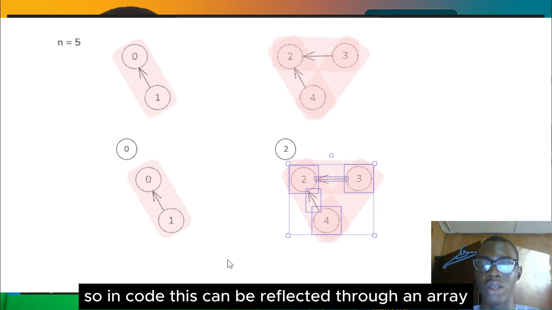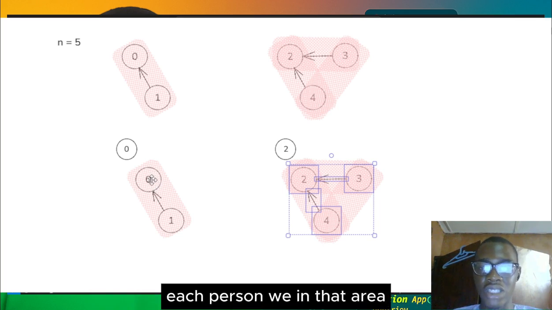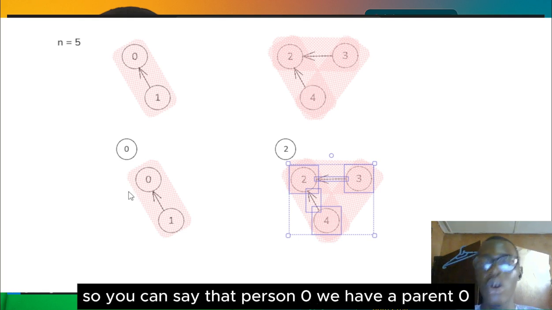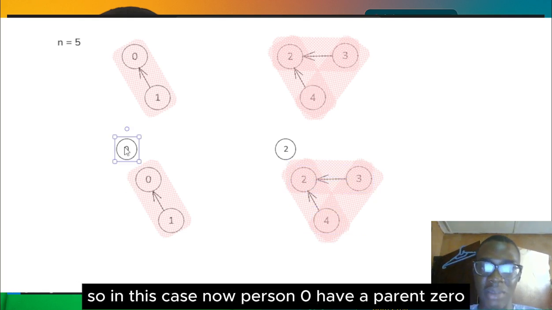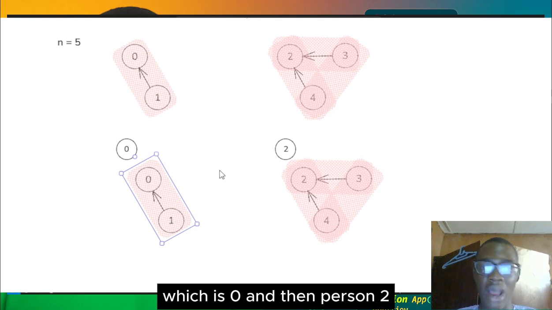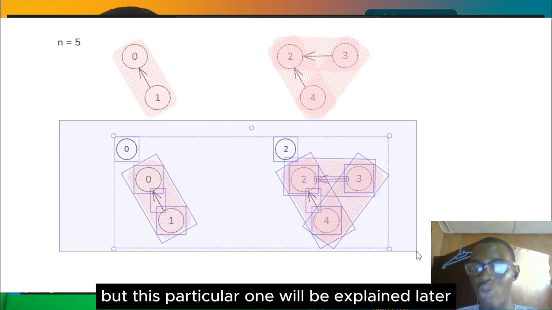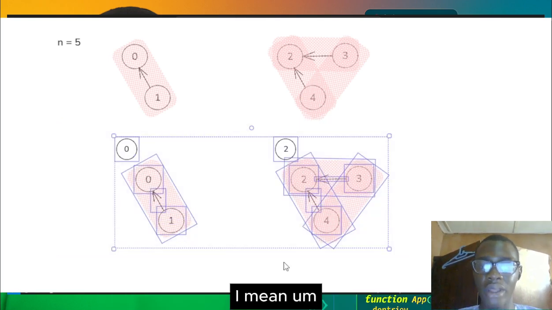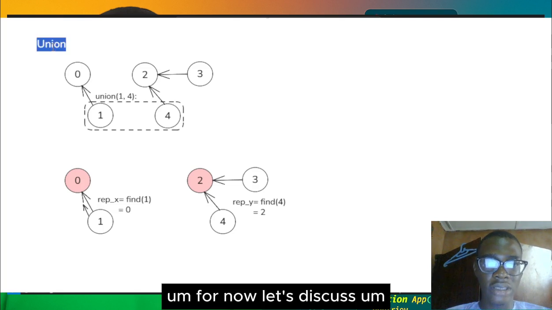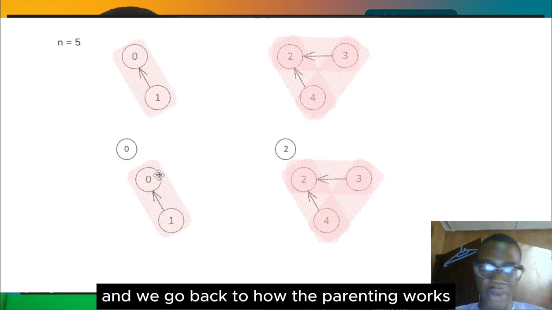So in code, this can be reflected through an array. We can have a parent array whereby each person in that array has a parent. So person 0 has parent 0, person 1 will also have its own parent, which is 0, and then person 2. But this particular one will be explained later. We are going to discuss more about it later. For now, let's discuss how the union works, and we'll go back to how the parenting works.